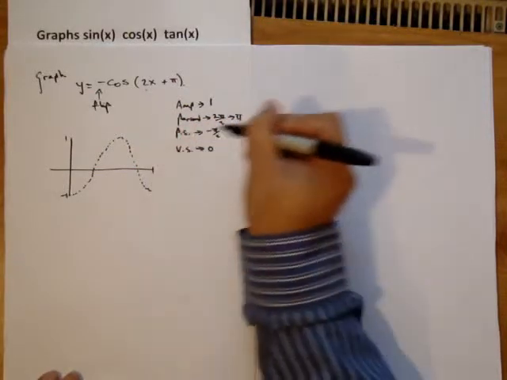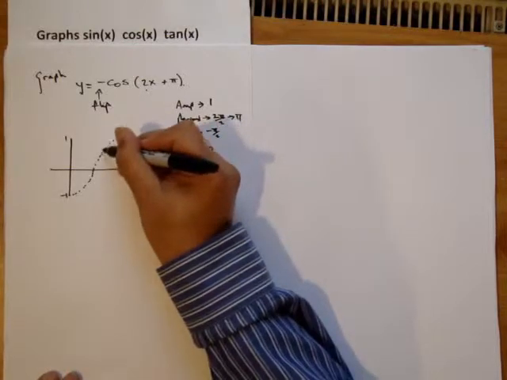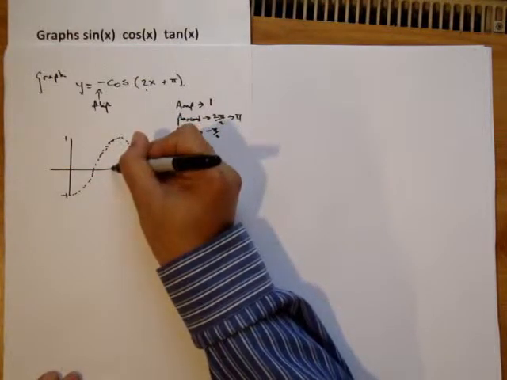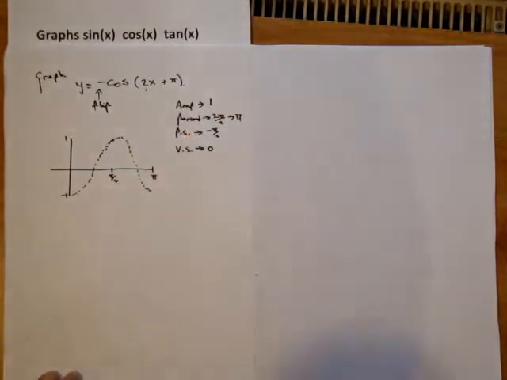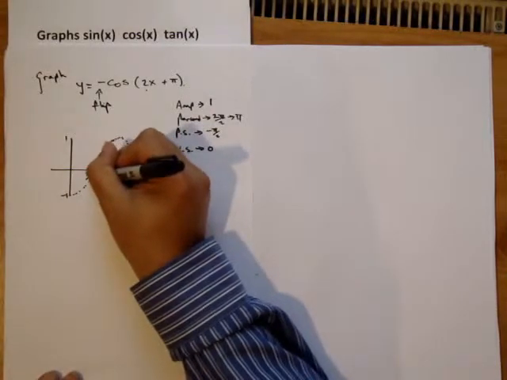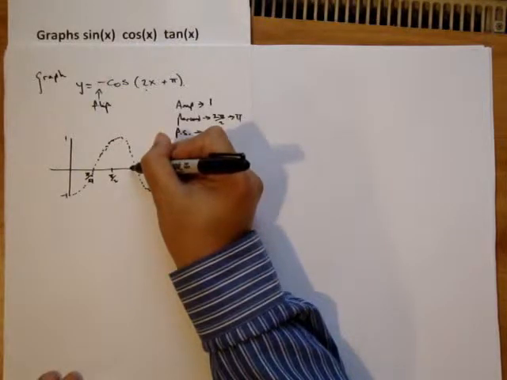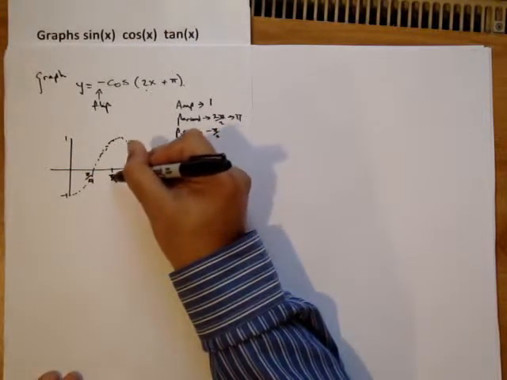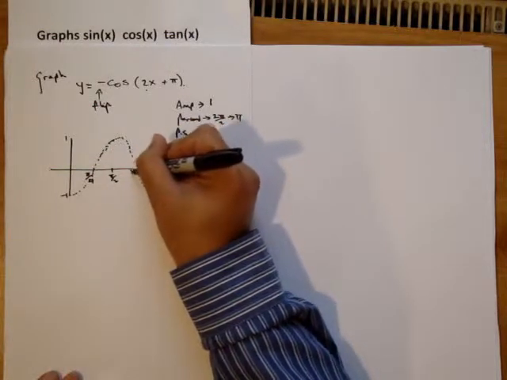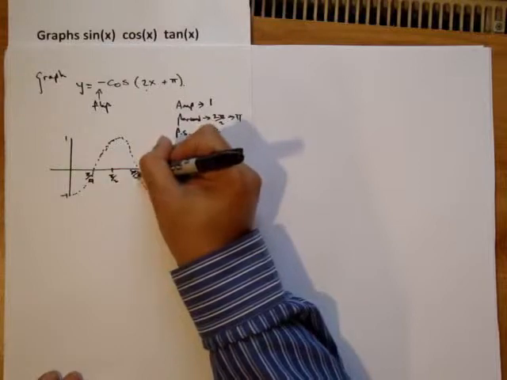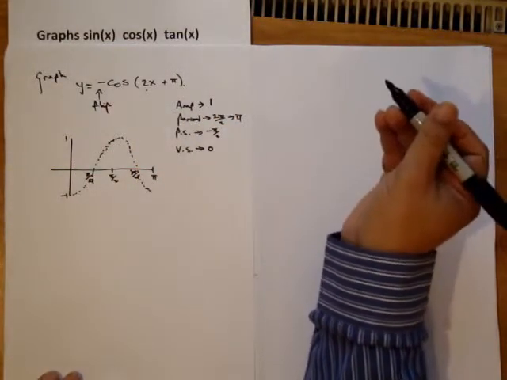Our period is pi. Half a pi would be the maximum here, which is pi over 2. This would be pi over 4, and then this would be 3/4 pi. So that's our flipped cosine.